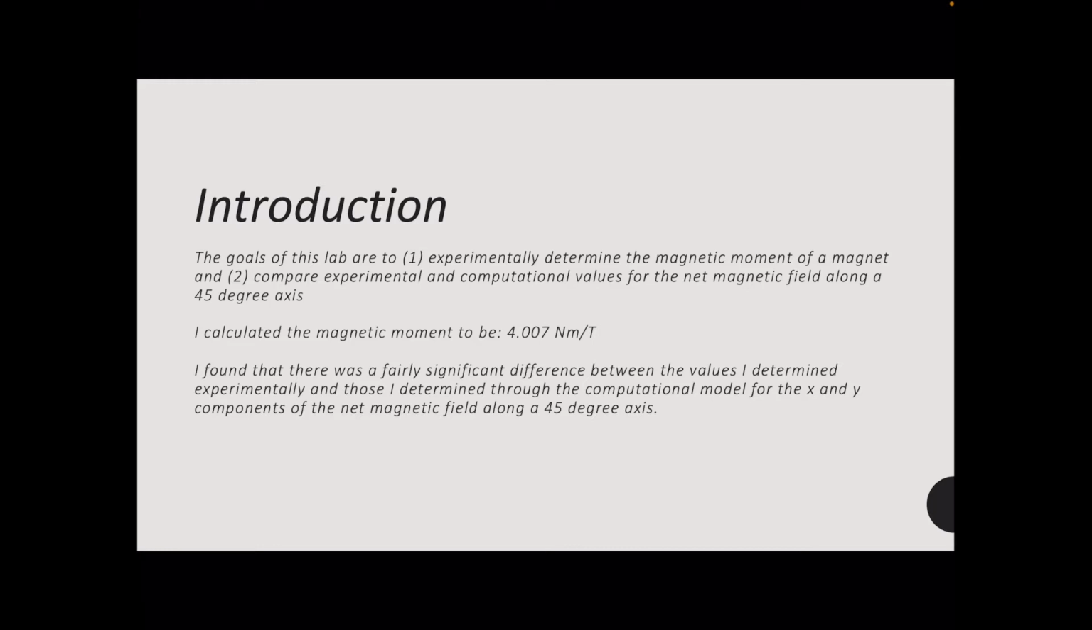In this lab, I used a magnetometer app and a bar magnet to experimentally calculate the magnetic moment of the bar magnet. I found this to be 4.007 Newton meters per Tesla. I also experimentally determined the net magnetic field components along a 45-degree angle. Then I compared these values to the results calculated by the computational model I created in Glowscript. I found that the values were fairly different.